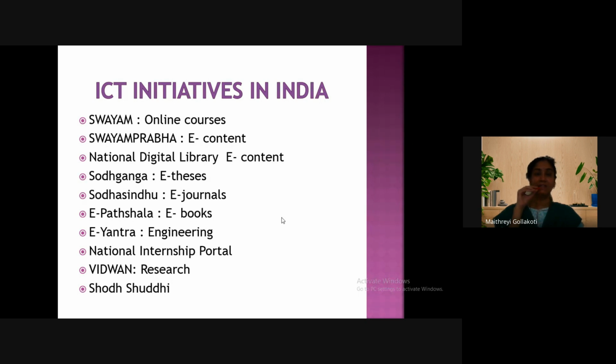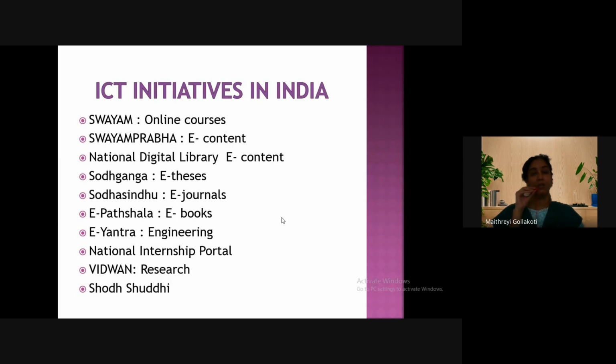Next is Swayam Prabha. Swayam Prabha is a website where they have a lot of e-content, means lessons on all subjects. Next is National Digital Library. It has complete e-books. We have to take the subscription, and with the help of the subscription, we can easily access these books and study them. We can use them for our reference, for our presentations, everything.